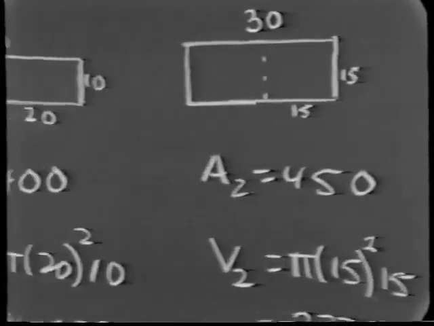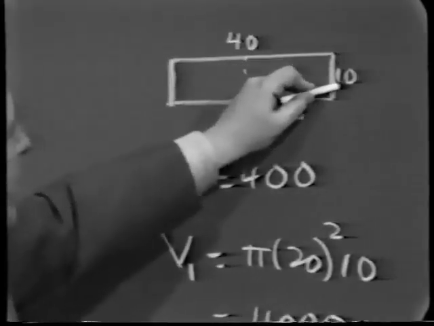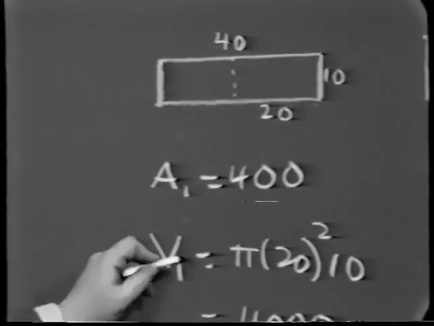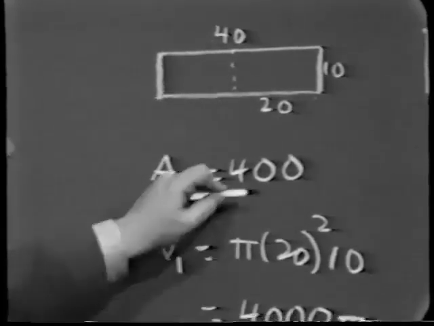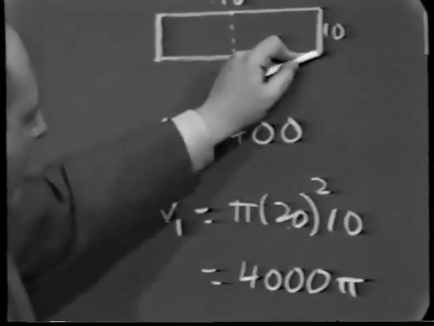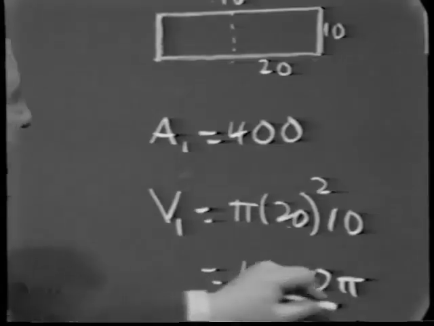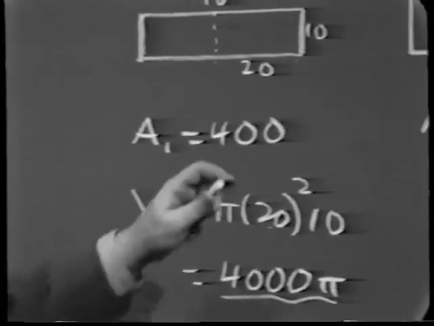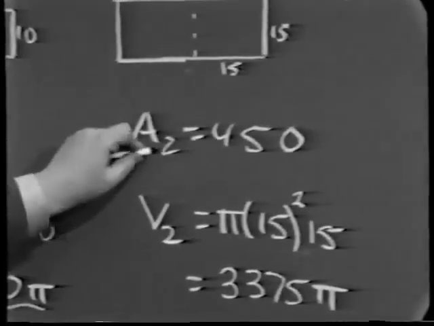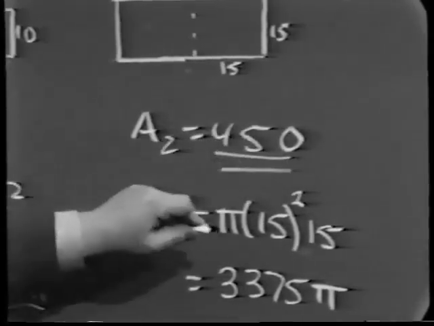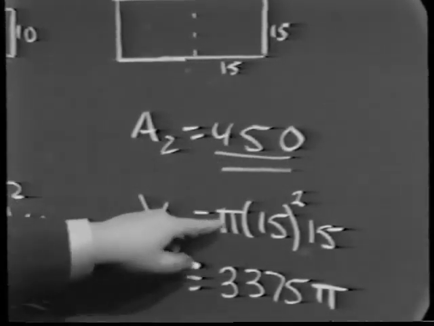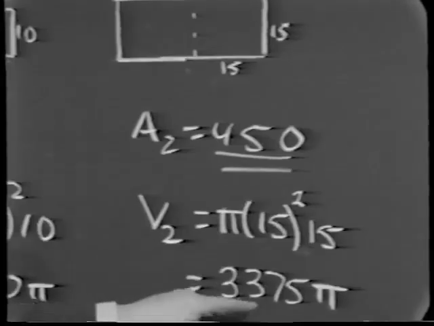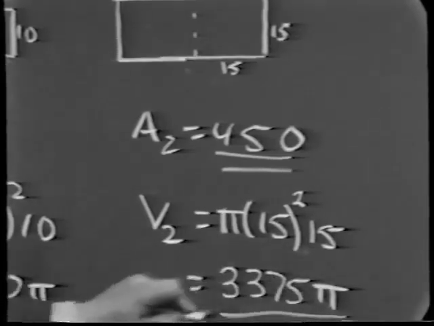Now, look at this. If we compute the area of this particular rectangle, 40 times 10, it's 400. On the other hand, the volume is what? Pi times 20 squared, the radius of the base squared, times the height, which is 10, and that yields the result of 4,000 pi. On the other hand, if we look at our second rectangle, its area is 450. But its volume is what? It's pi times 15 squared times 15, which is 3,375 pi.